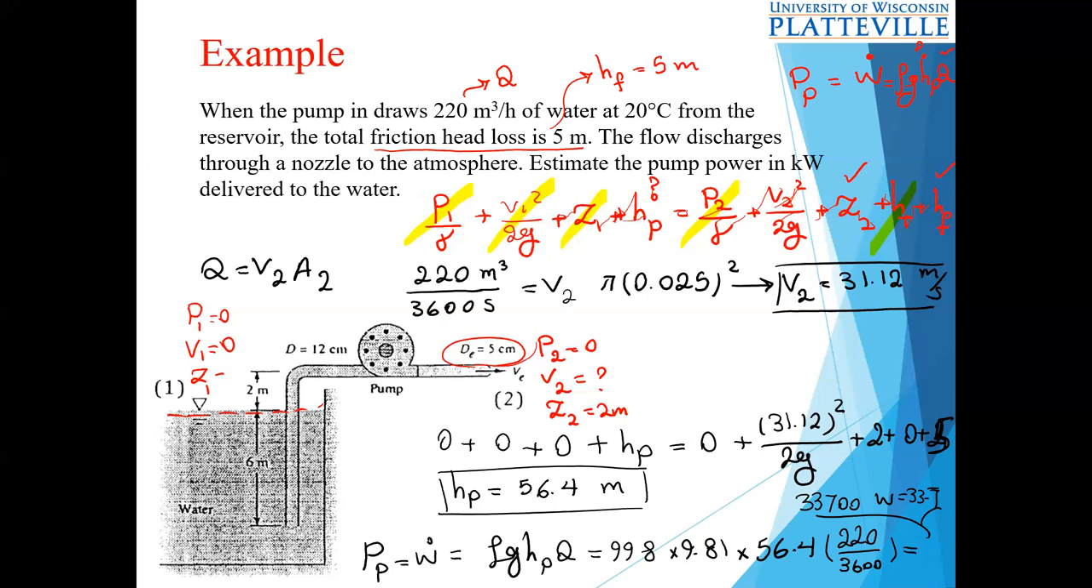Now we are going to use Bernoulli's equation in another application. This application is so important. Sometimes the problem asks you to draw the hydraulic grade line and energy line. You just need to write Bernoulli's equation the same way we did. In the hydraulic grade line or energy line, you have a jump at the pump, which equals the head for the pump, 56.4 meters.